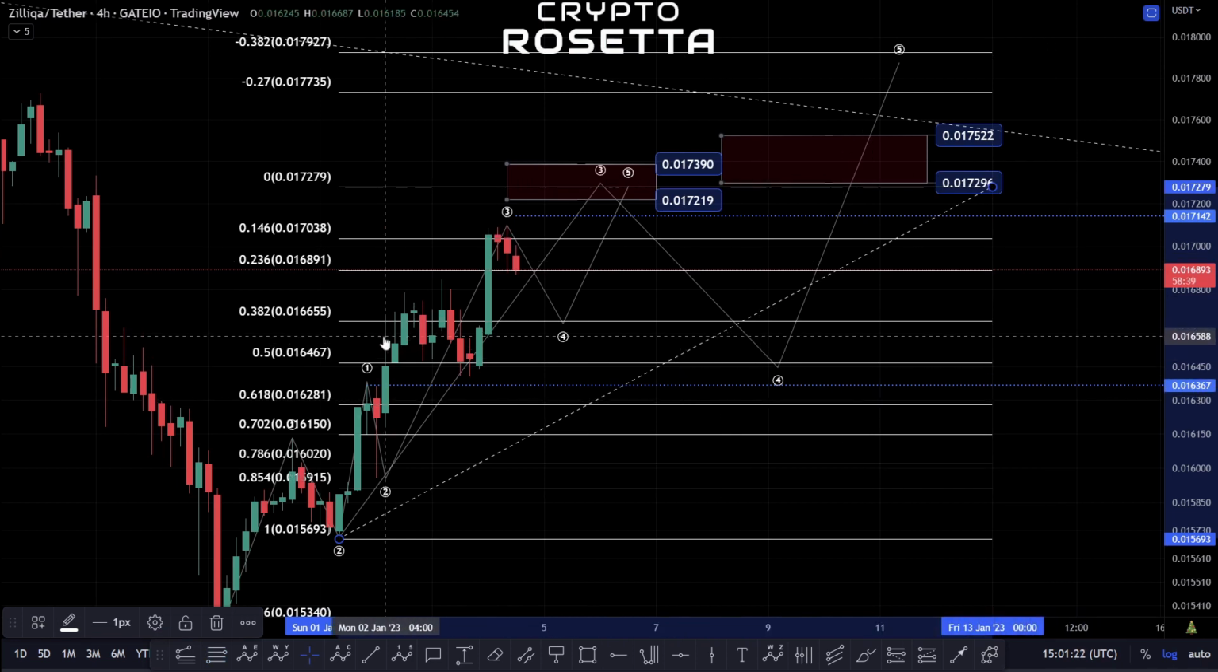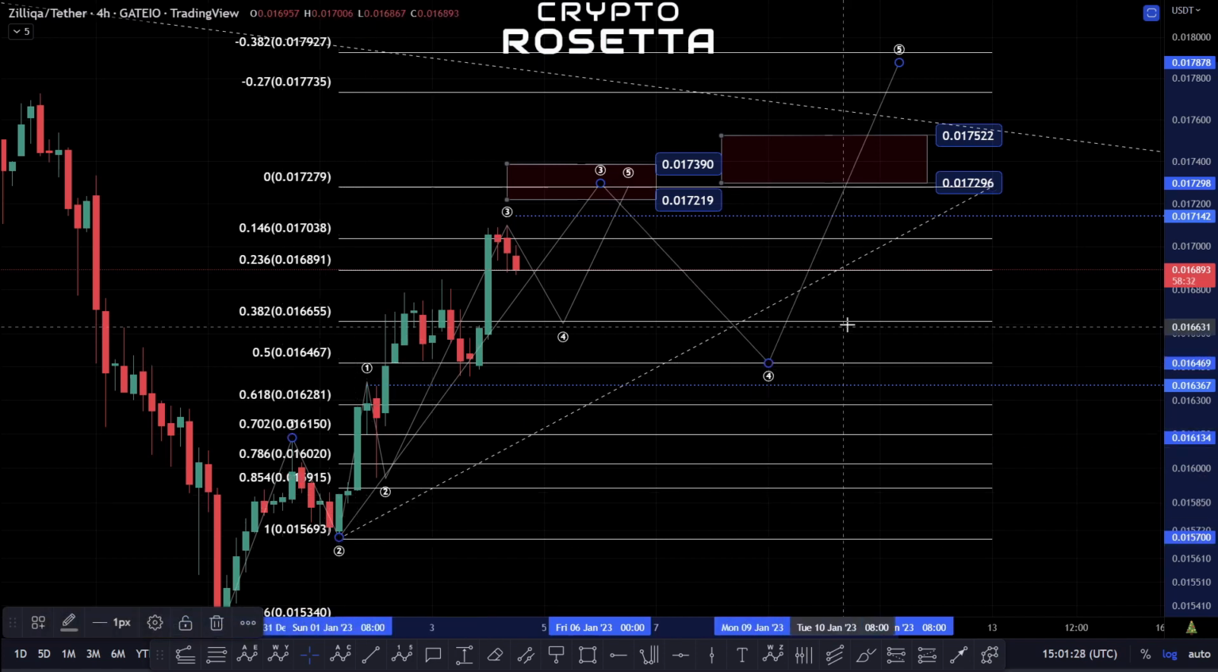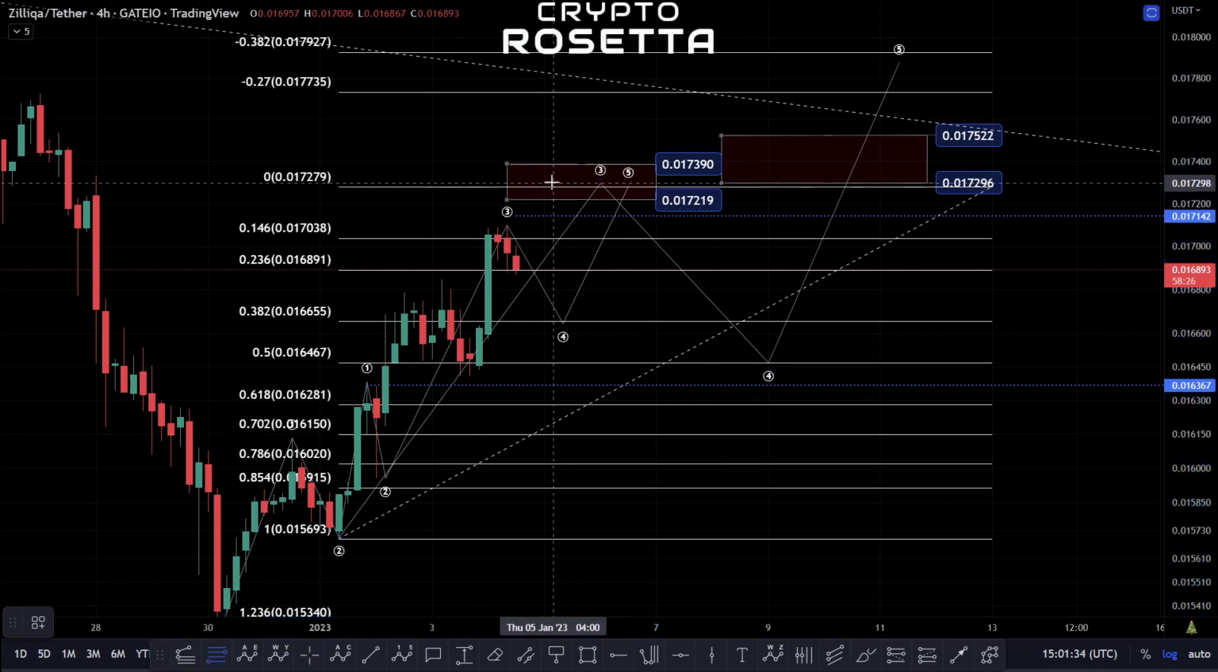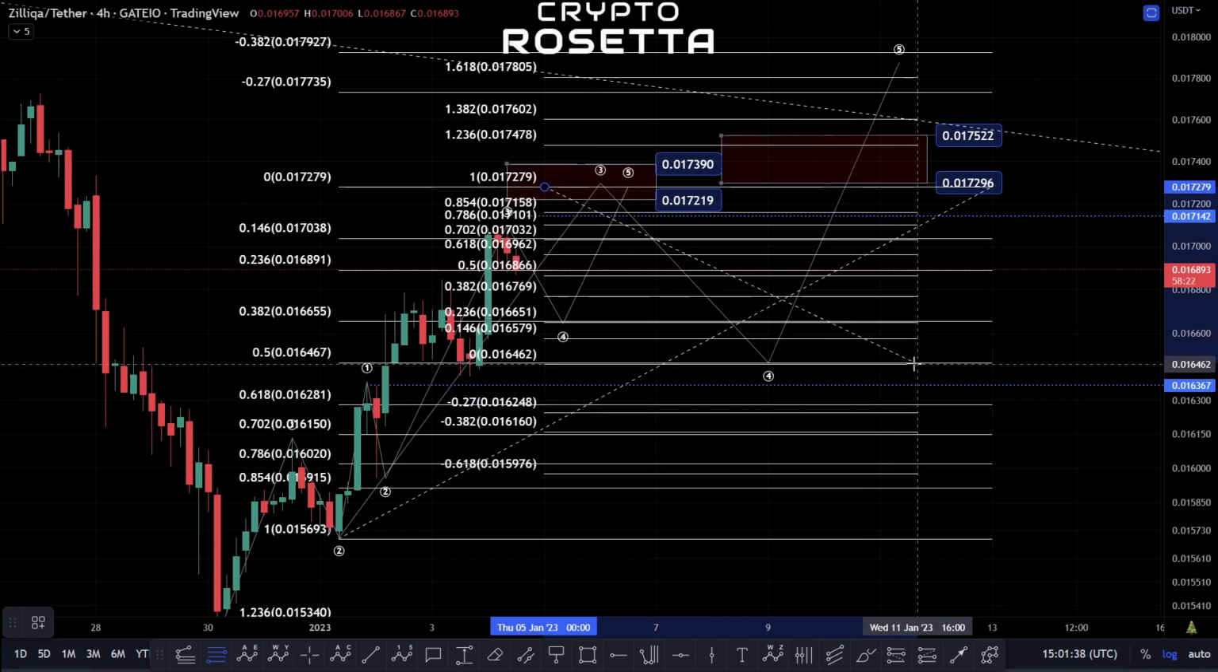So we can see that a 0.382 basically comes back to the top here, and a 0.5 comes a bit lower down here. It's possible we might move down and test the bottom of this move with this 4th wave, and then we could look to push back to the upside. So I'm just going to pull this fib onto here, then I'll delete the previous one.